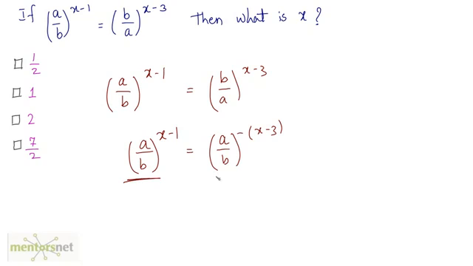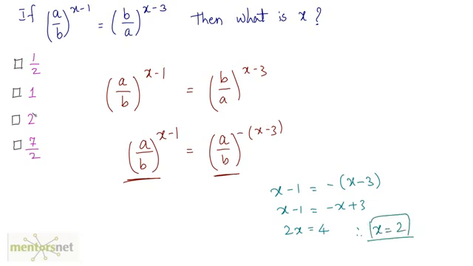Well, these numbers are same, so I can directly write x minus 1 is equal to minus of (x minus 3). Therefore x minus 1 is equal to minus x plus 3. Therefore x comes to the left, so 2x is equal to 1 goes to right, it becomes 3 plus 1, which is 4. Therefore x is equal to 2. So the answer is option C.